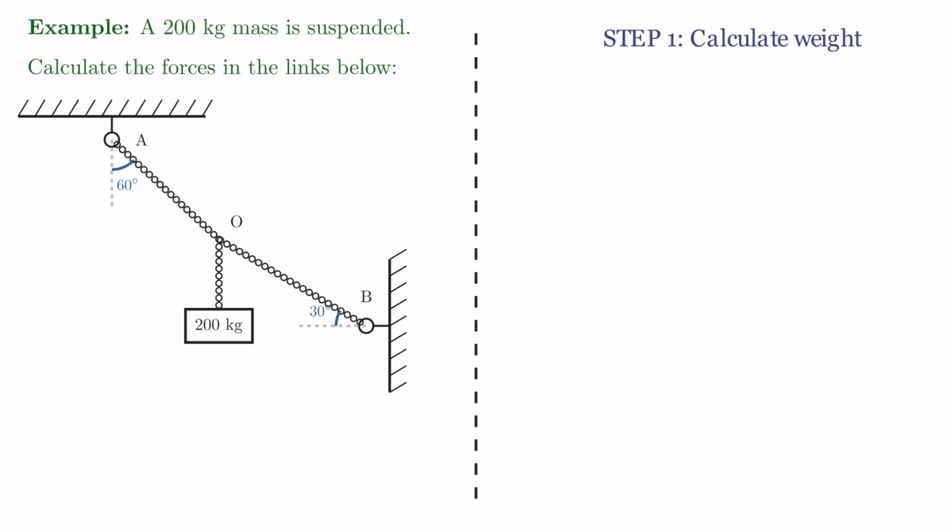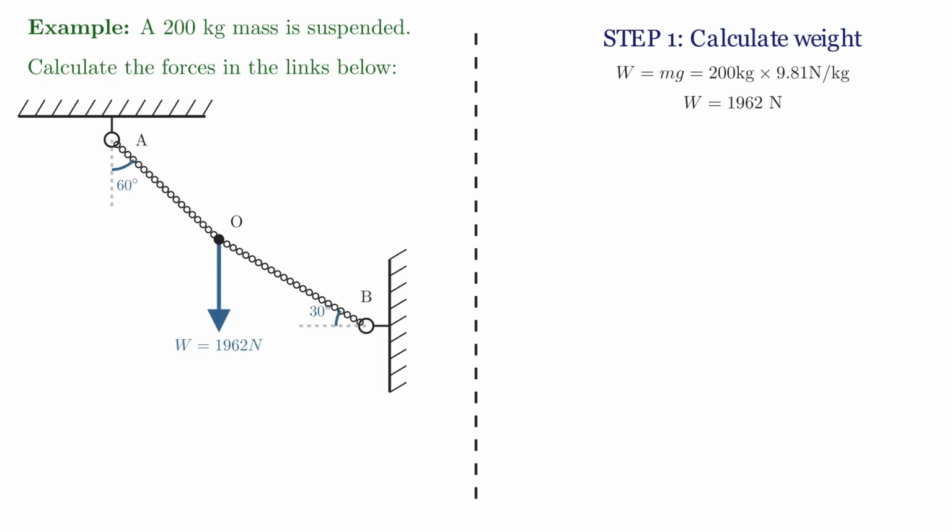So at the moment, we have the mass, which is 200 kilograms. We need to convert this into a force, so multiplying the mass by gravity. So the weight W equals mg, which is 200 times 9.81 newtons per kilogram. Therefore, the weight is 1,962 newtons. We can represent this on the diagram as an arrow pointing downwards from the point O.